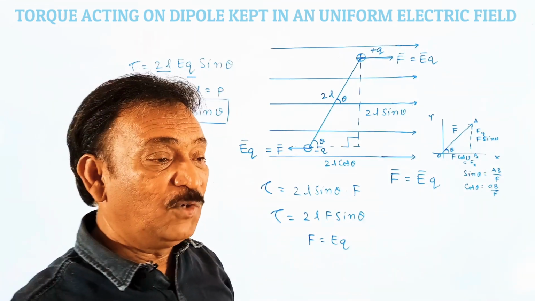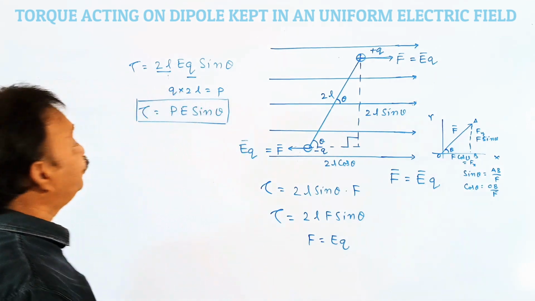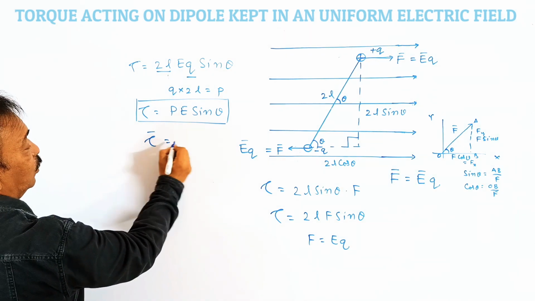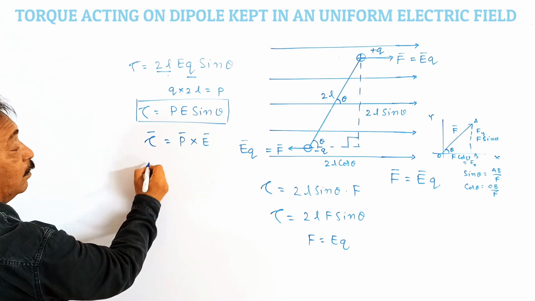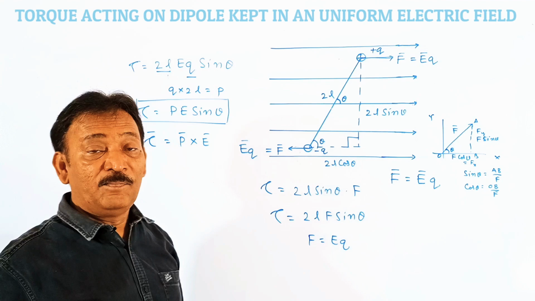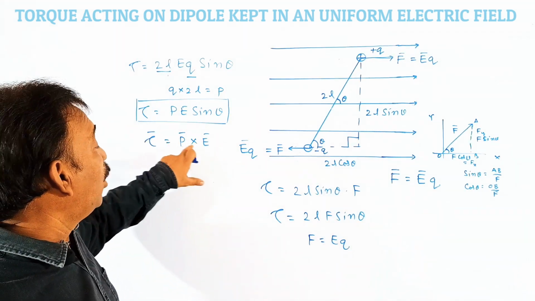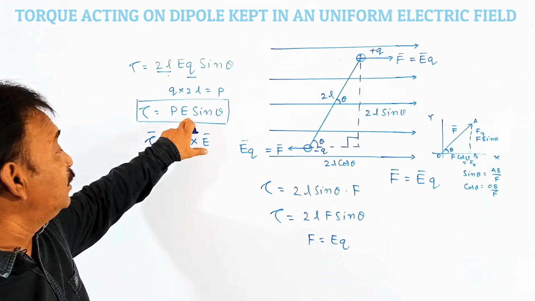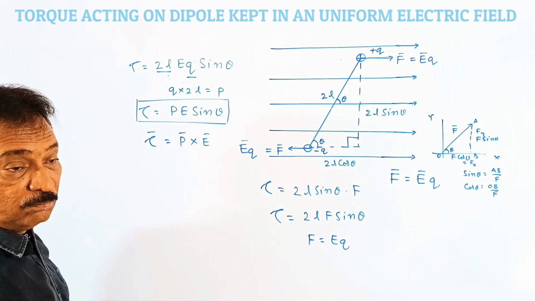Then after we have to find when the torque is maximum and when it is minimum. In other words, you can write torque is equal to P bar cross E bar. And you learned that if you multiply two vectors vectorially, A bar cross B bar is equal to AB sine theta. Similarly, we got it as PE sine theta. Then we will find when the torque is maximum and when it is minimum.